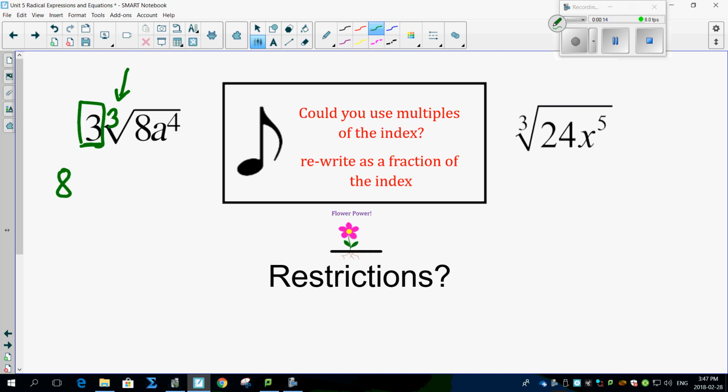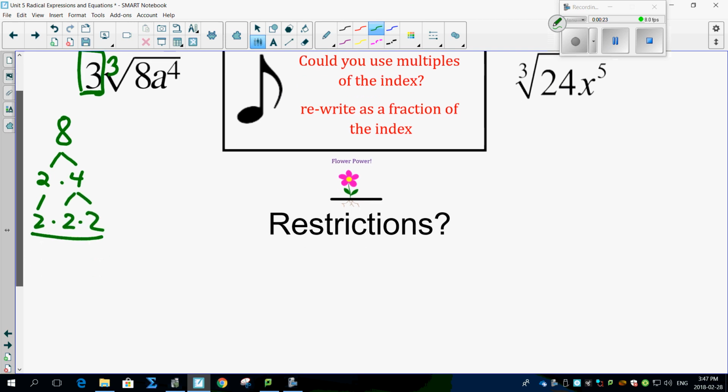So break the 8 down. 8 breaks down. It's really nice. 2 times 4, and of course, 2 times 2 times 2. So there's your triplet right there with nothing left. So take that, pull that out. So here's the original 3. Take one of those out. Okay, that's a 2.